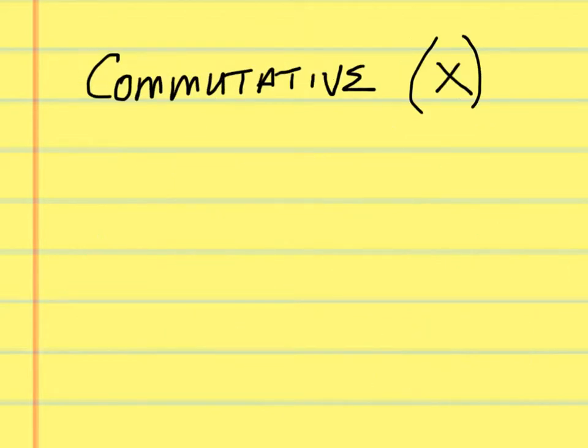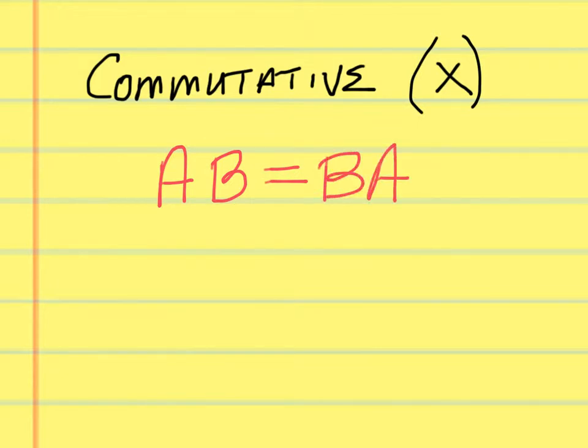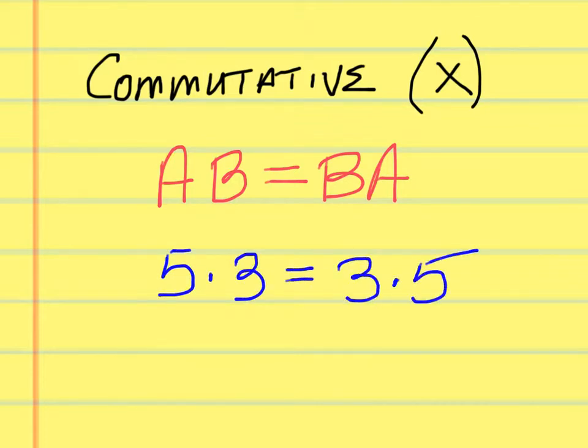This is the commutative property of multiplication. And that says this. A times B is the same thing as B times A. You can multiply 2 items in any order. So if I had 5 times 3, that's the same thing as 3 times 5. Either way, you're going to get 15, no matter what number you start with.